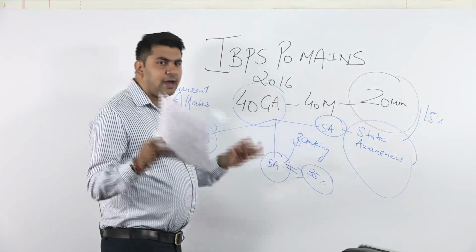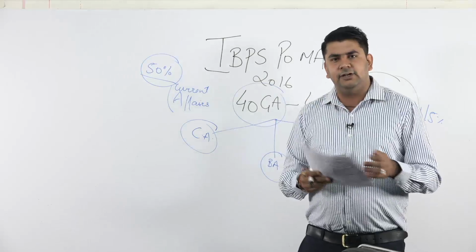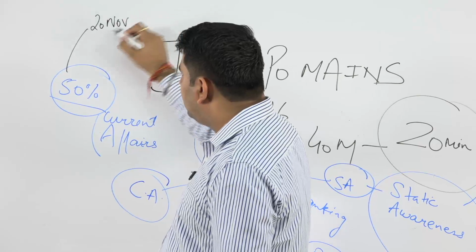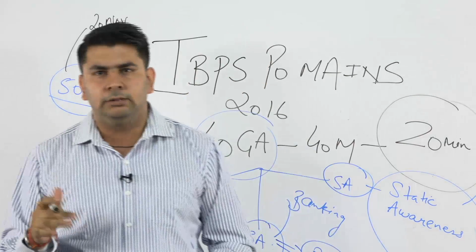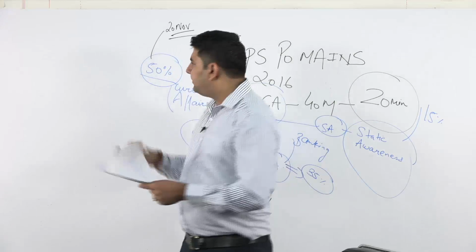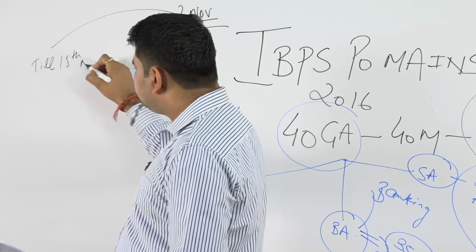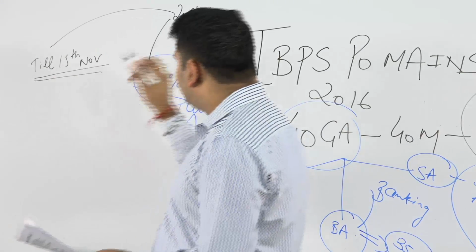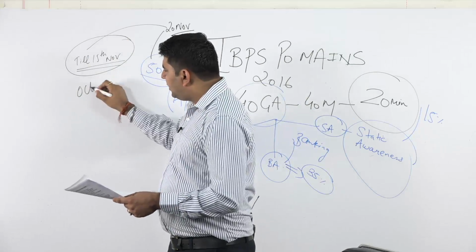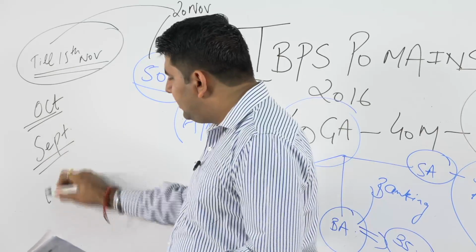Now, let's talk about the current affairs part, student. If we talk about IBPS, we are expecting the mains exam on 20th November. So, what should be the strategy? The strategy should be, till 15th of November, we have to cover the current affairs of November, then whole October, then whole September, then whole of August.